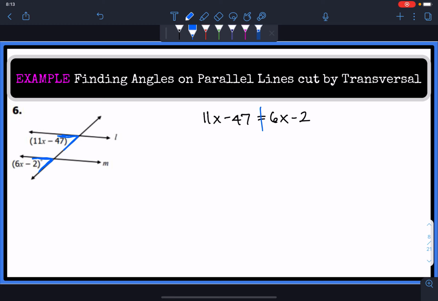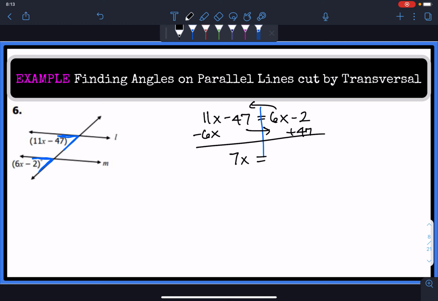So following our normal technique of letters to the left and numbers to the right, we get 7x on the left side. I'm sorry, that's 6. I'm subtracting 6. So that's going to be 5x is equal to 45. And dividing the 45 by 5, we find that the value of x is equal to 9.